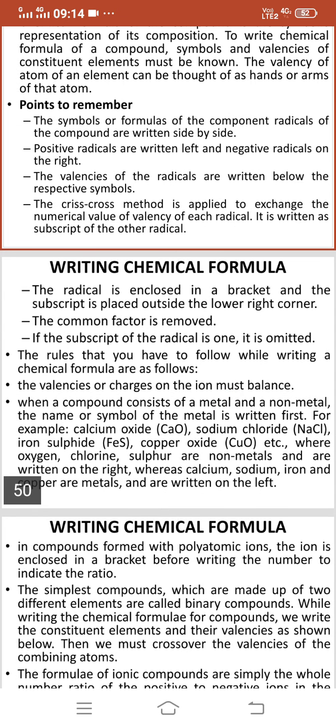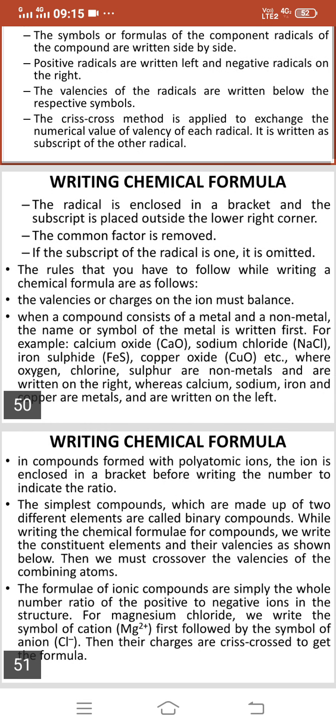The rules that you have to follow while writing a chemical formula are as follows. The valencies or charges on the ions must balance. When a compound consists of a metal and a non-metal, the name or symbol of the metal is written first. For example, calcium oxide CaO, sodium chloride NaCl, iron sulfide FeS, copper oxide CuO, etc.